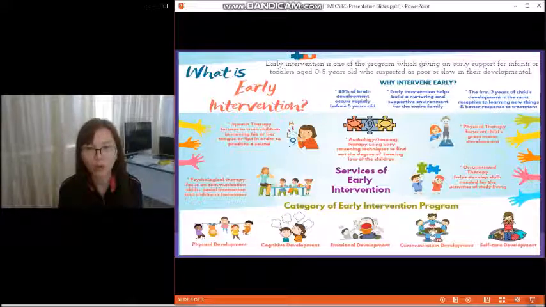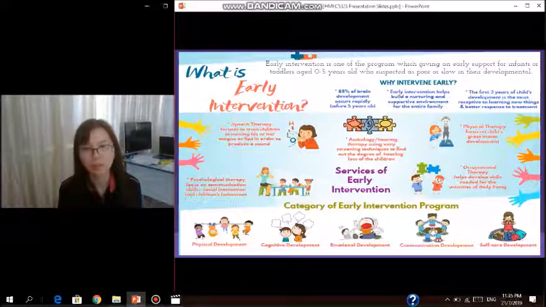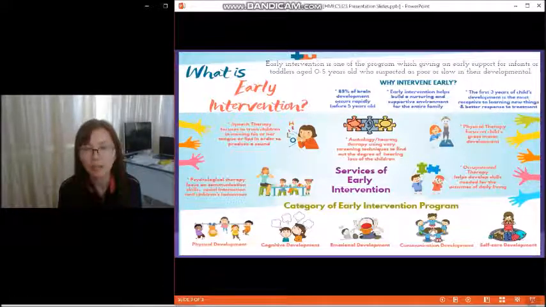Emotional development is focused on the behavior of the children, to see whether the children can control their own emotions. Communication development focuses on the communication between the children and whether they can play together and communicate when they are playing. Self-care development will focus on self-care and daily activities such as sleeping, eating, bathing, and playing.